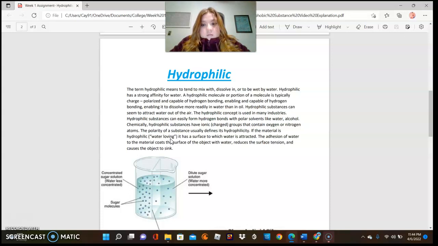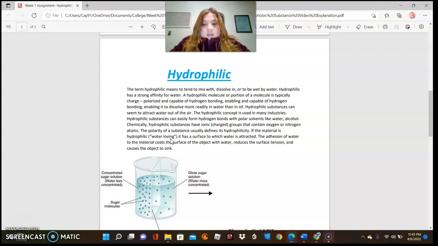Hydrophilic, the term, means to tend to mix with, dissolve in, or to be wet by water. Hydrophilic has a strong affinity for water. A hydrophilic molecule or portion of a molecule is typically charged, polarized, and capable of hydrogen bonding, enabling it to dissolve more readily in water than in oil.